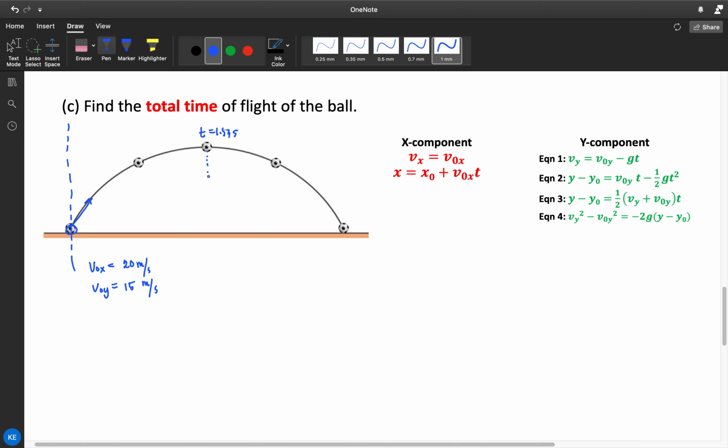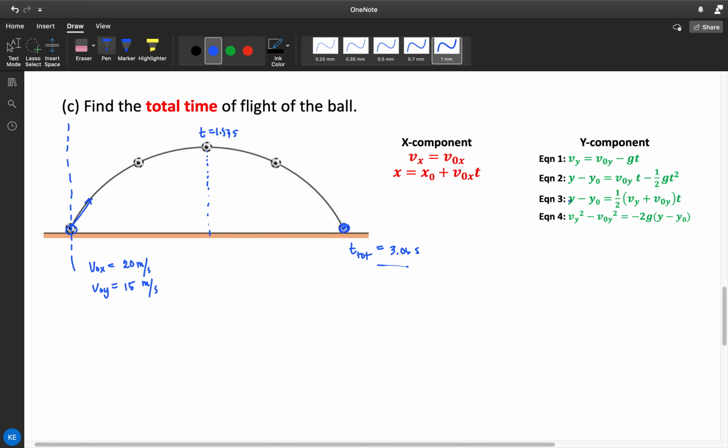So if the parabola is symmetric, the launching and landing point have the same height, so you can just multiply by 2. The total time of flight here you can multiply directly by 2. So the tendency, you can reach 3.06 seconds.